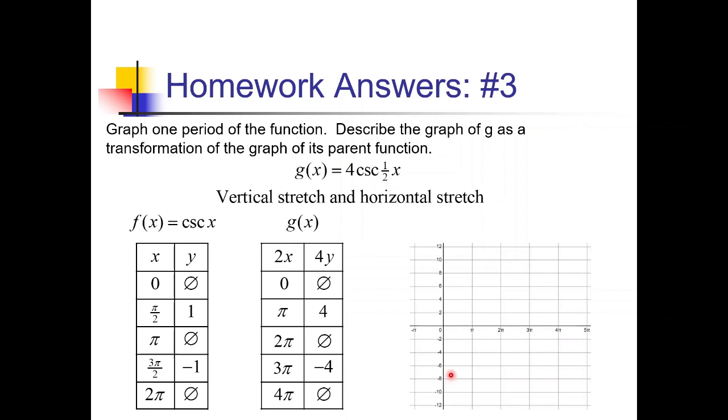So our first asymptote, we have 0 for that one. And then we have pi comma 4 right there. And then 2 pi is an asymptote. We have 3 pi comma -4 and asymptote at 4 pi. Then we have a branch up here and another branch down here.